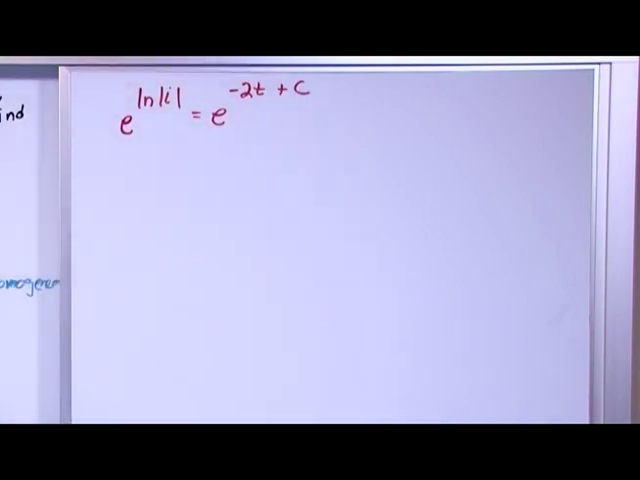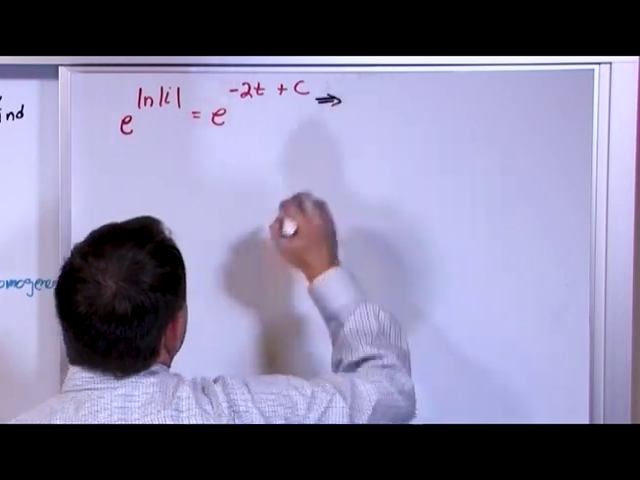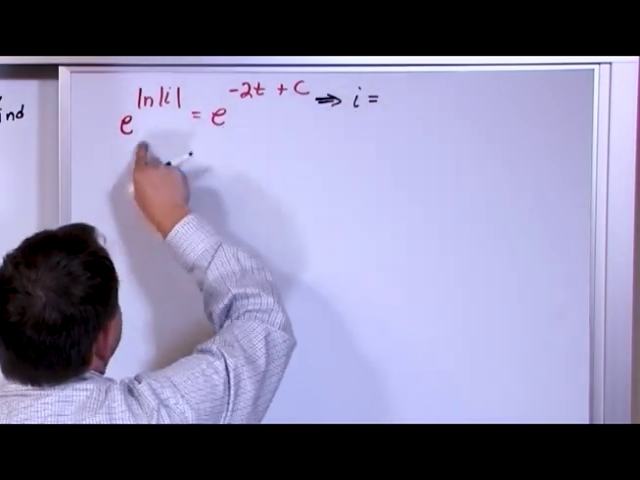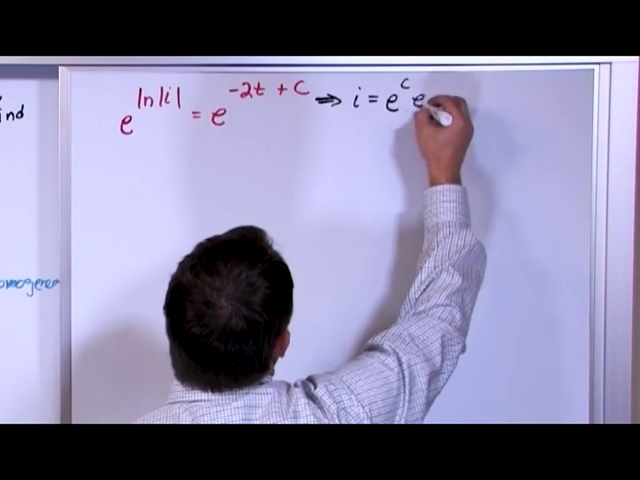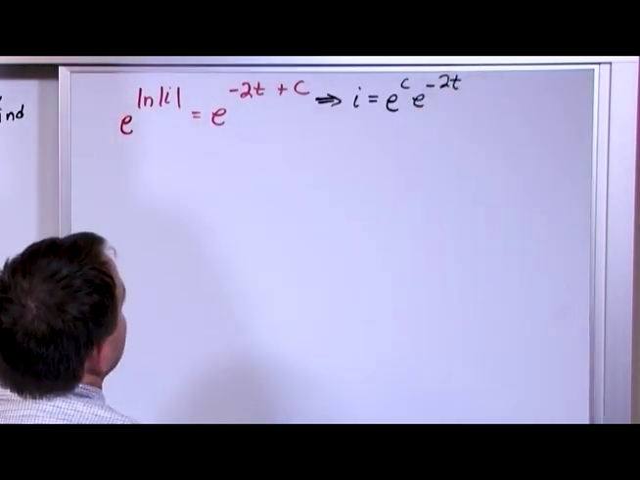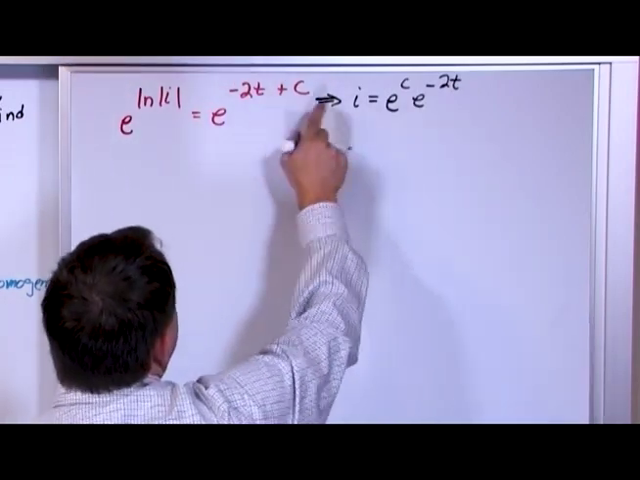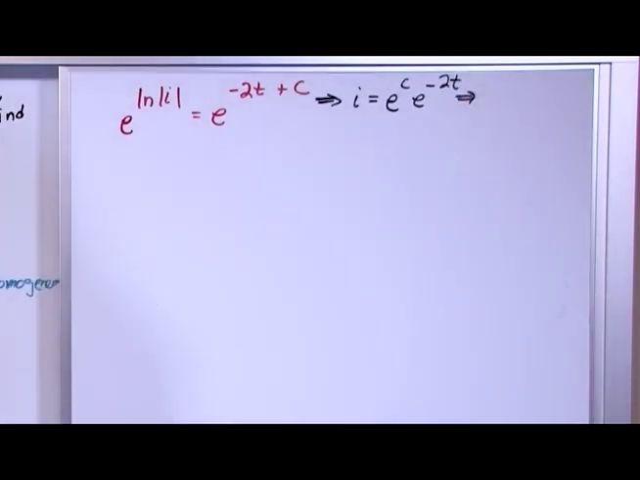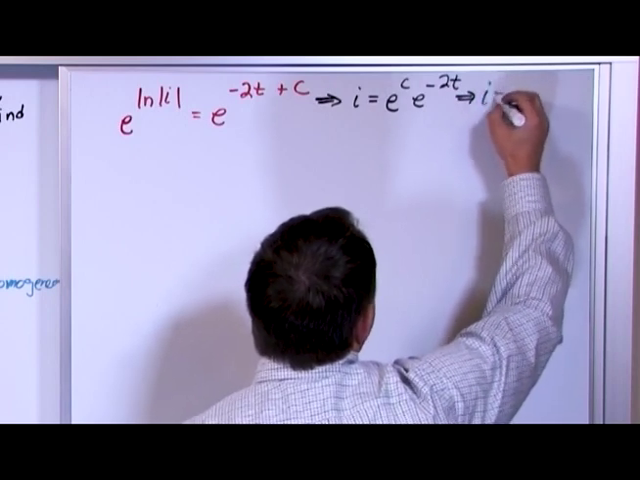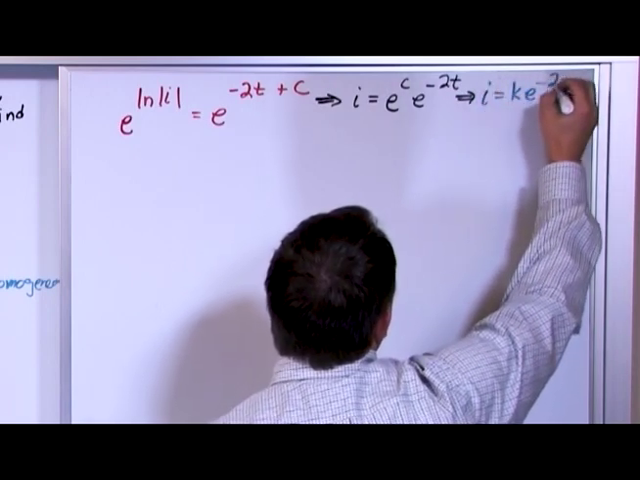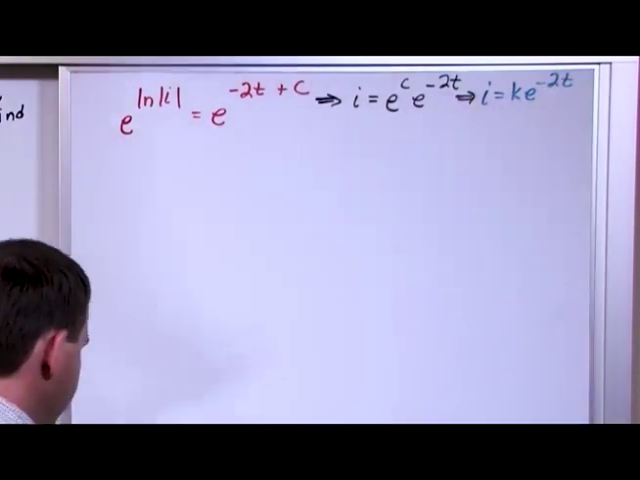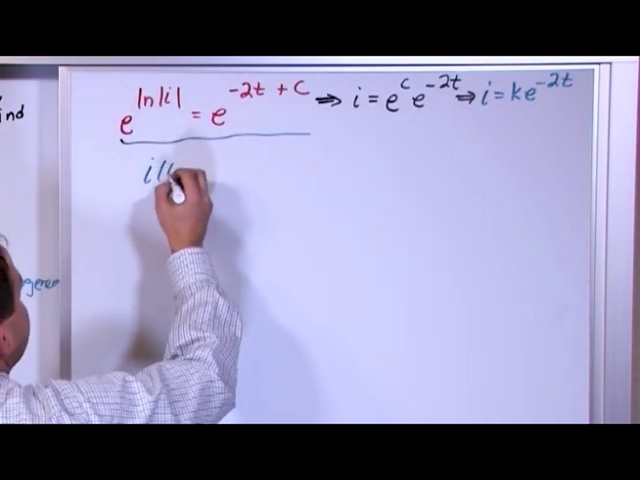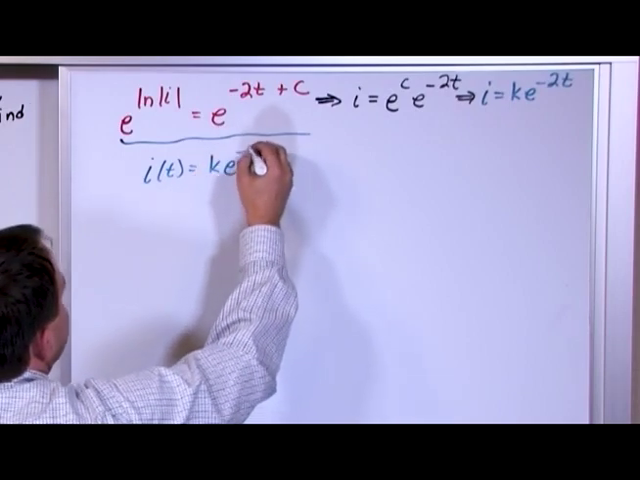The reason we do that, let me try to work a little bit horizontally because this problem is going to get lengthy really quickly. So what we'll have over here is I is equal to, because the e and natural log cancel, e to the power of c times e to the negative 2t, right? Because we just rewrite this as a multiplication, since we can add these exponents, which we can also rewrite. Let me switch colors again just to make it totally clear. I is equal to k times e to the negative 2t, because I'm just rewriting this constant as a value k. So what we have here is I of t is equal to k times e to the minus 2t.